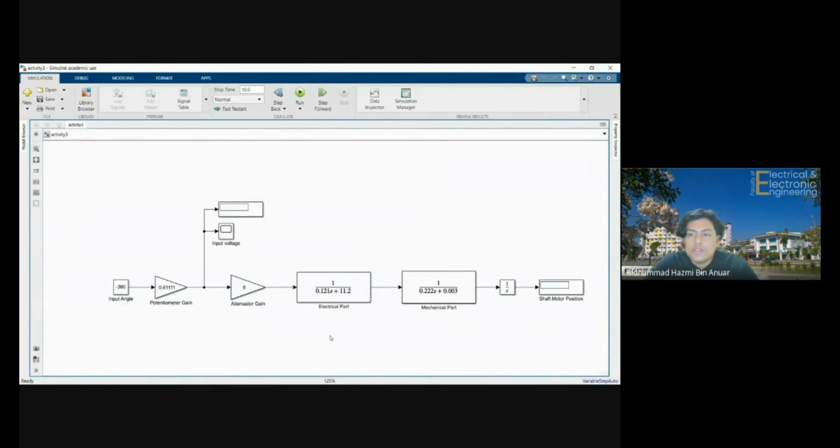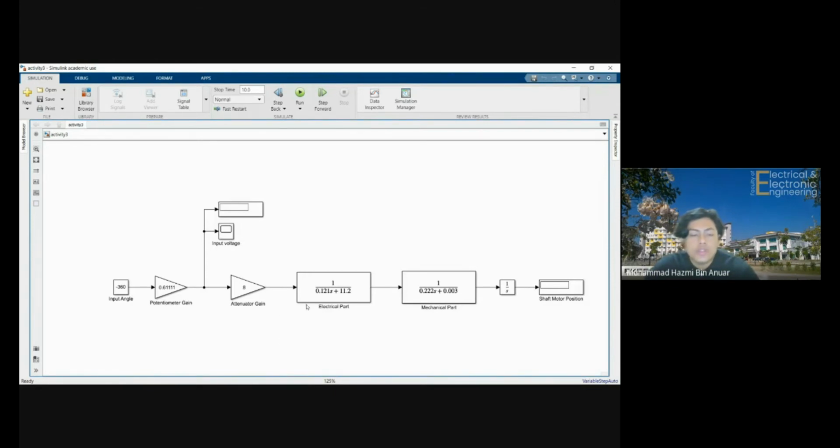So for today's video, me and my friend will elaborate about activity number 3, which is the open loop and closed loop position control. I will be explaining about activity 3.3.1, which is the open loop position control.